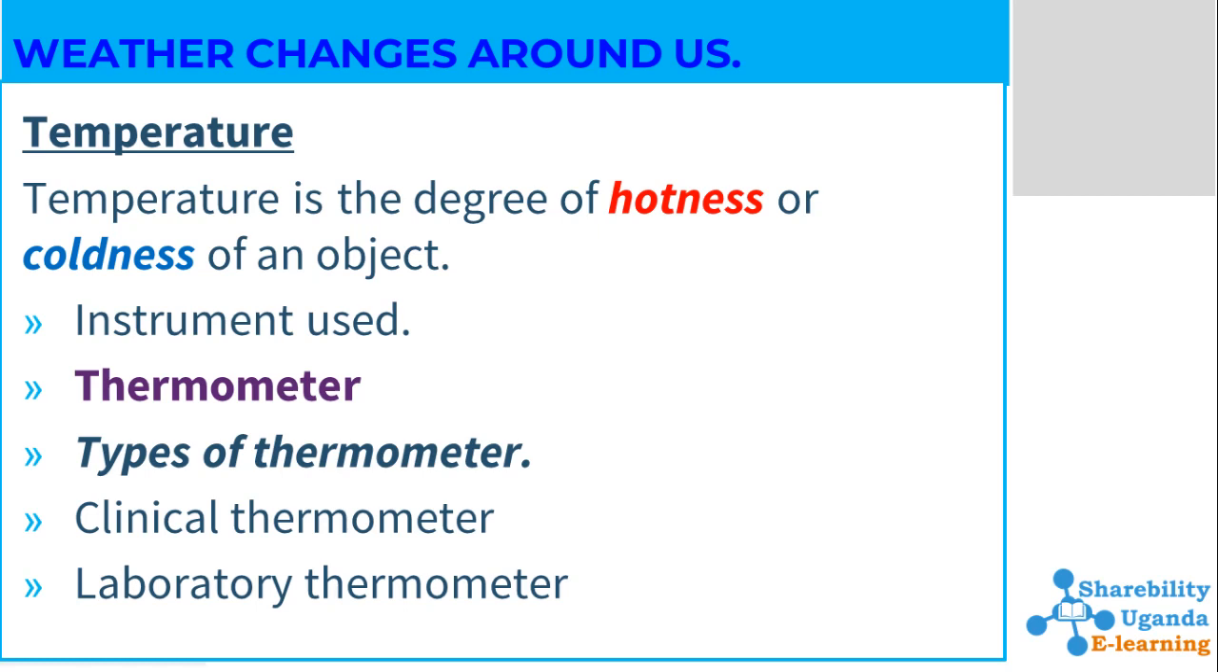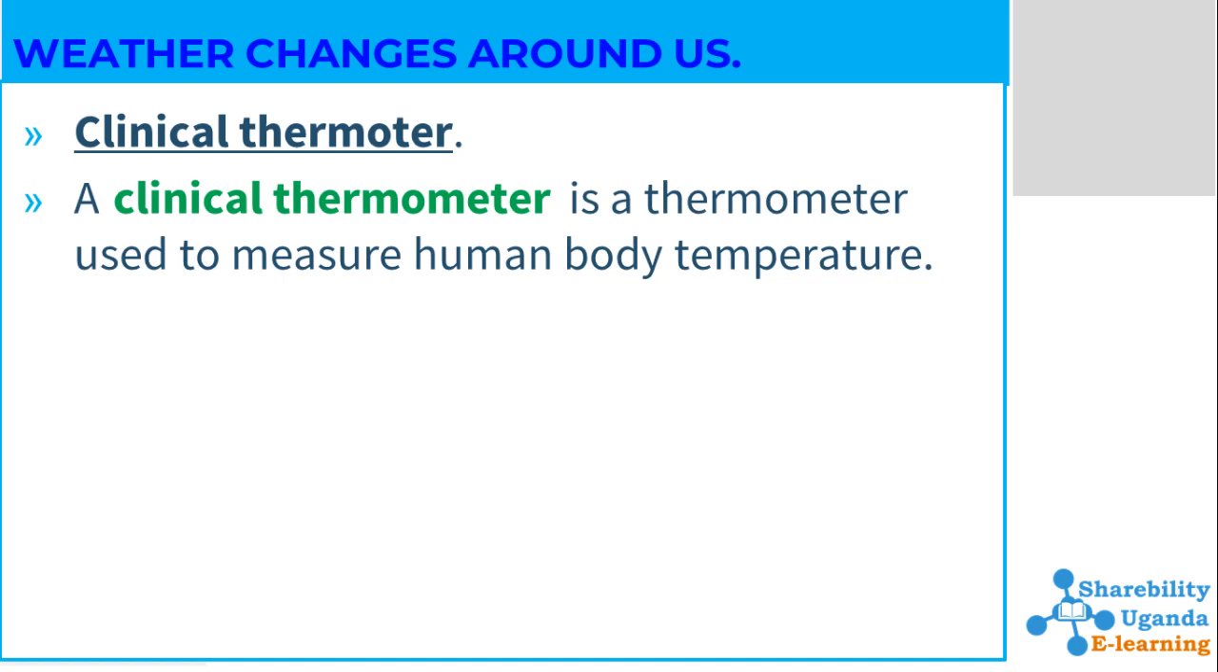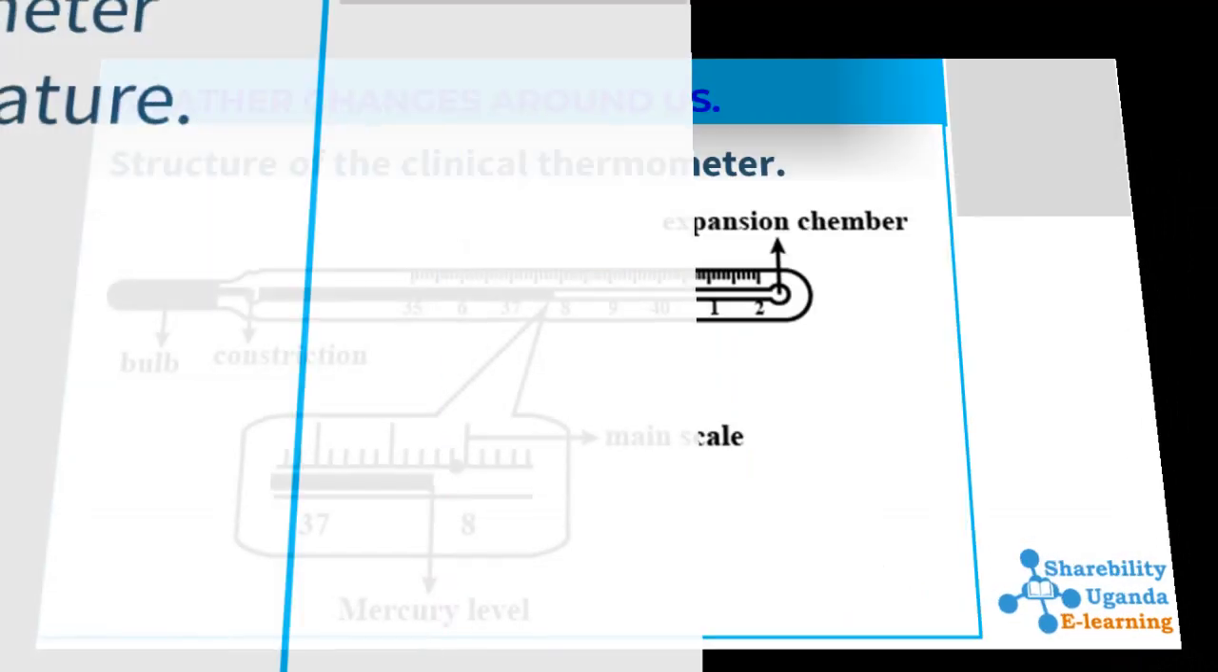We have the clinical thermometer, which is mainly used to measure the temperature of the human body, and we have the laboratory thermometer, which is used to measure the level of coldness or hotness of objects in the laboratory or other chemicals or objects. A clinical thermometer, like I said, is used to measure the level of coldness or hotness of the human body.